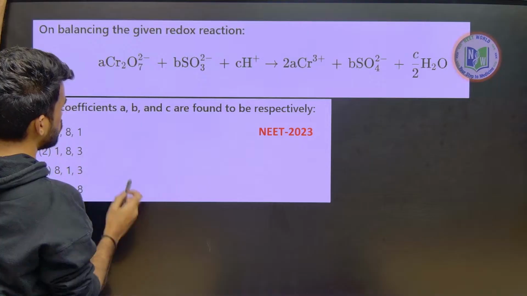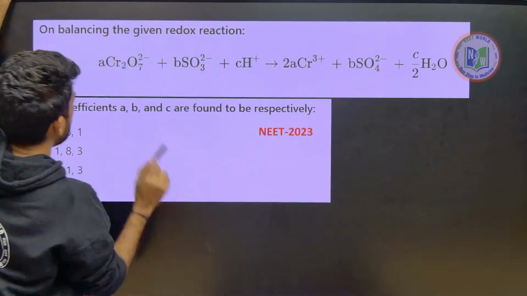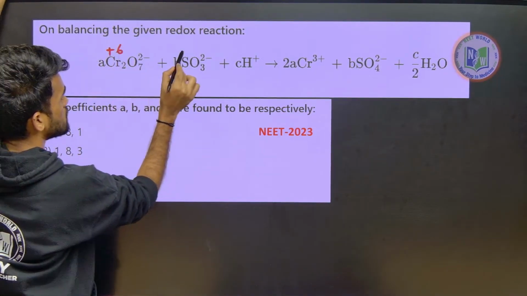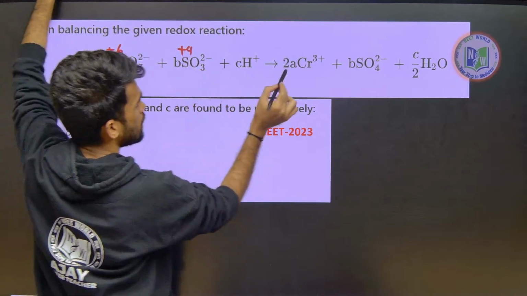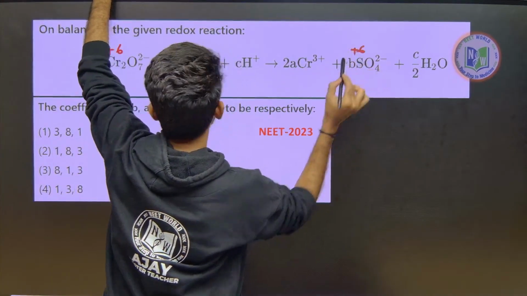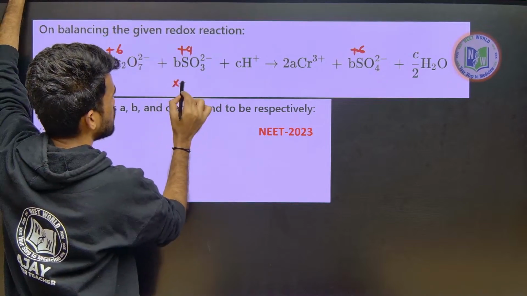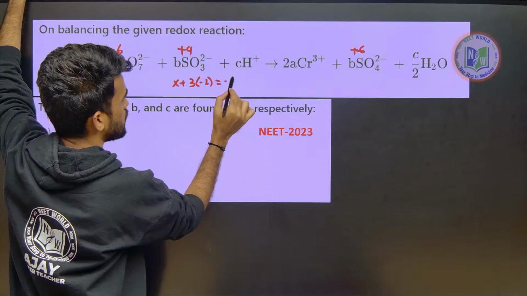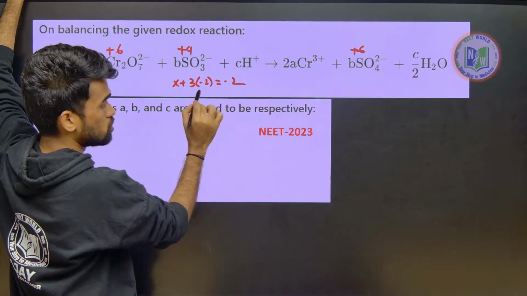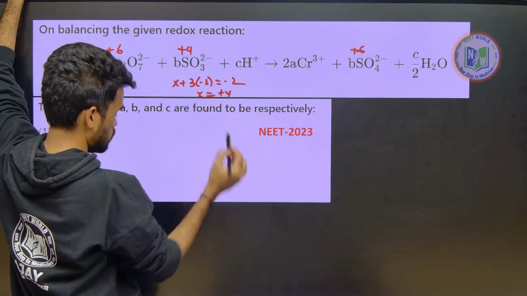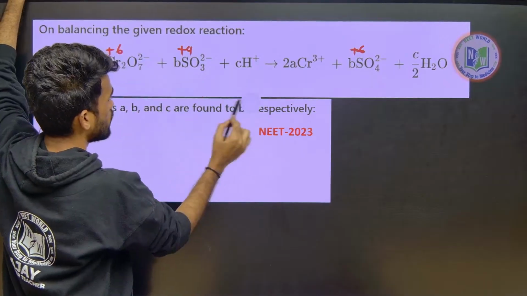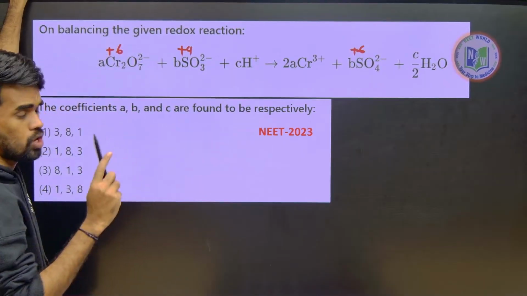What we need to do is first find the oxidation state. Here chromium plus 6, sulfur plus 4, like this; chromium plus 3, here sulfur plus 6. Why is it plus 4? x plus 3 into minus 2 equals minus 2, so 6 minus 2, it will give us plus 4. That's why I have written plus 4. Hope you know how to calculate oxidation states.